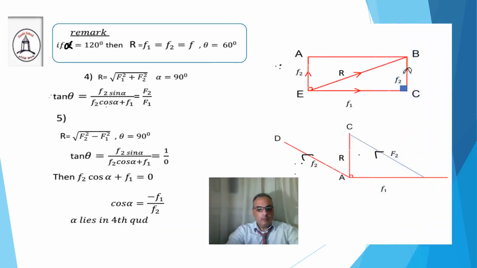Remark, if alpha is 120 and F1 equals F2, so R equals F1 equals F2.